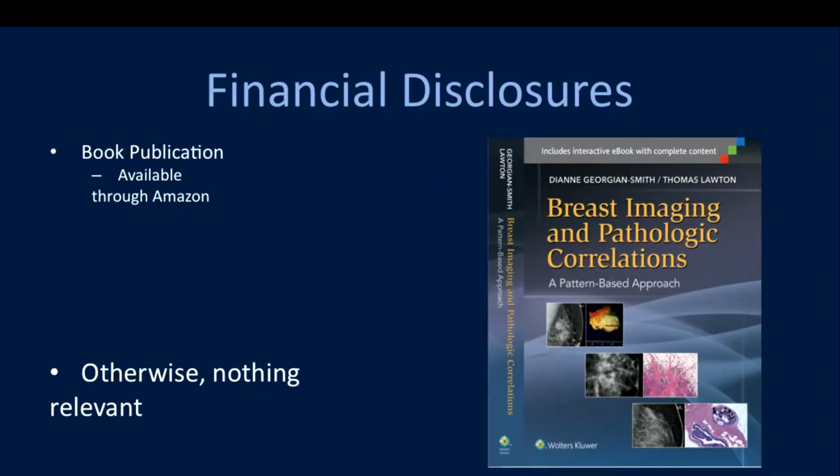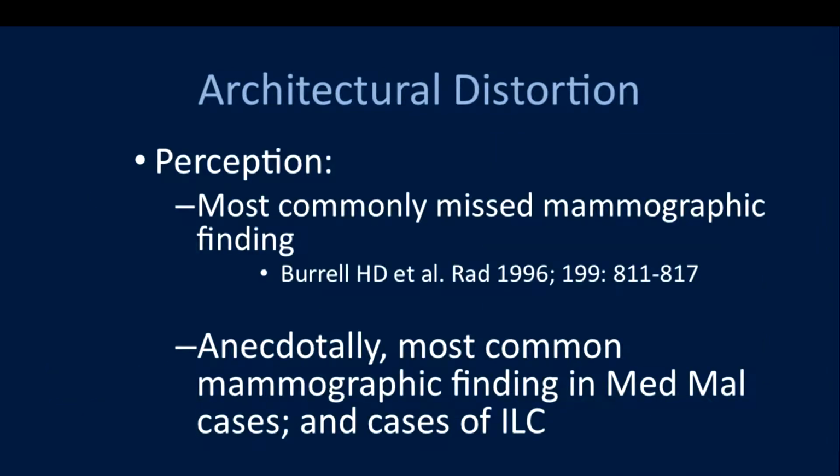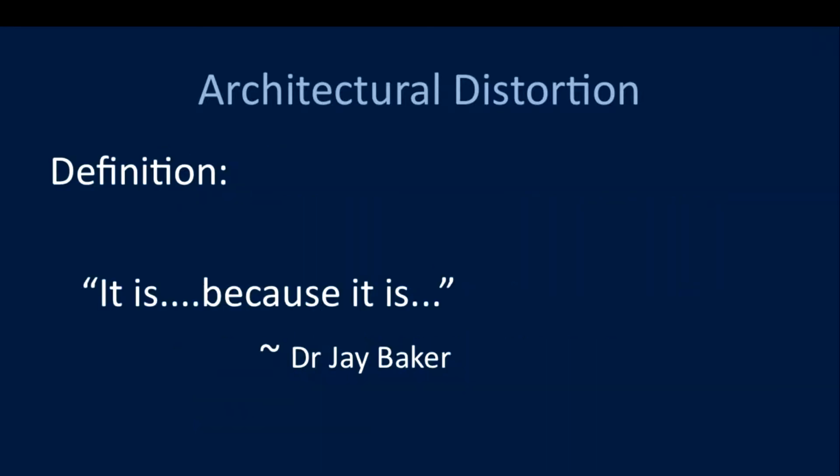Everything is in my book. That's my only thing of disclosure, so you can look it up there. Perception is this architectural distortion is the most commonly missed mammographic finding. Anecdotally, I do a lot of medical malpractice cases, and by far it is the most common finding that I see that has been missed, as well as cases of invasive lobular cancer.